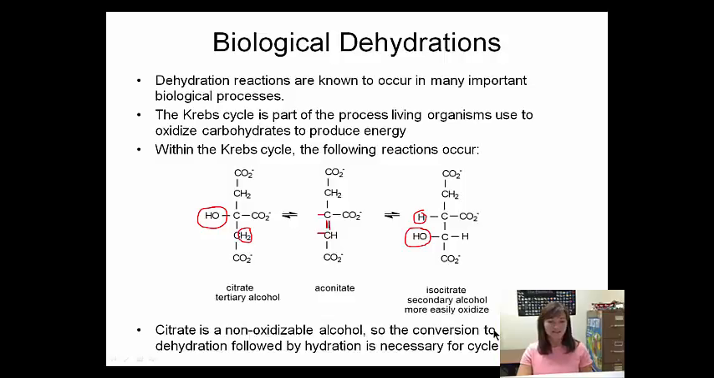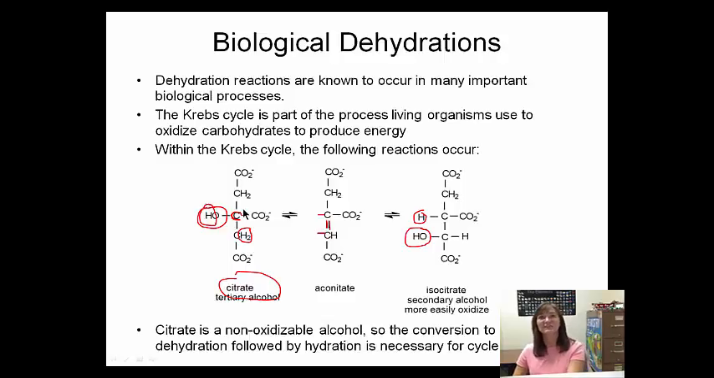So citrate is a non-oxidizable alcohol. So the conversion to isocitrate by dehydration followed by hydration is necessary for the cycle to continue. If I were to ask you why citrate is not oxidizable, I would want you to say, well, if I wanted to oxidize this molecule, I would take off this hydrogen, and then I'd want to take off a hydrogen on this carbon. Well, is there a hydrogen on this carbon? There's not. So I can't oxidize this molecule.